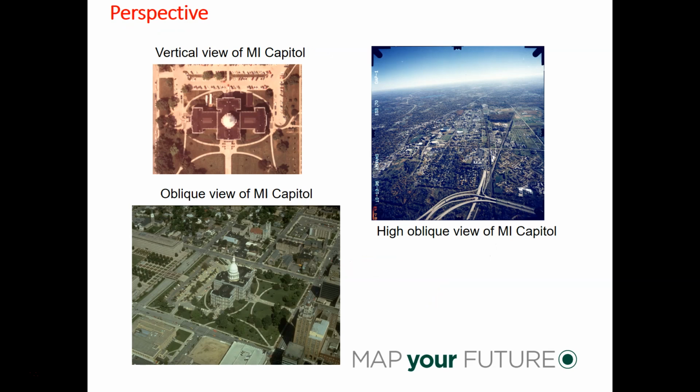And here you have an example. This is the view of Michigan Capitol. You have the vertical view, the ideal, so to speak. Then you have an oblique view. You can see now you have this three-dimensional perspective. You can see sides of the building rather than just the outline of the blueprint. And high oblique view, where you can see the horizon.